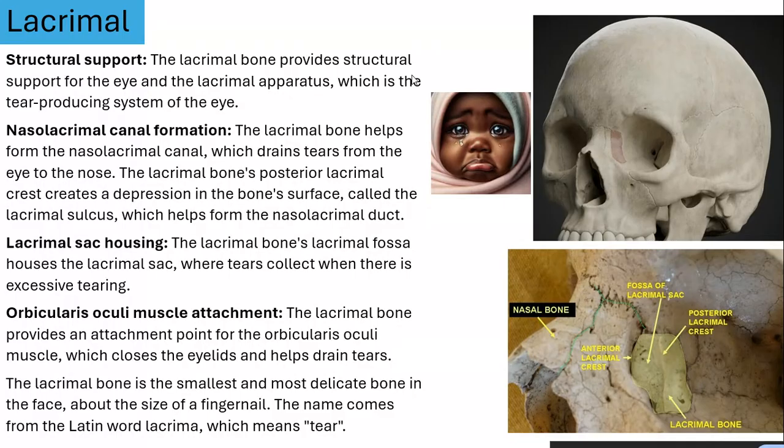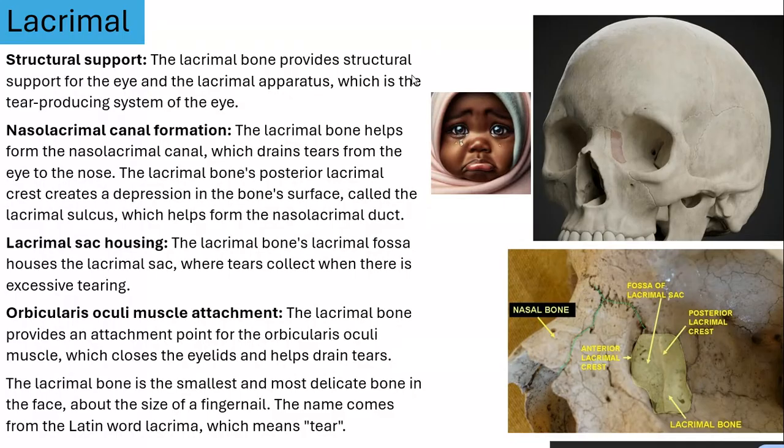Nasolacrimal canal formation. The lacrimal bone helps form the nasolacrimal canal, which drains tears from the eye to the nose. The lacrimal bone's posterior lacrimal crest creates a depression in the bone surface called the lacrimal sulcus, which helps form the nasolacrimal duct, right? So the lacrimal sulcus is very important.